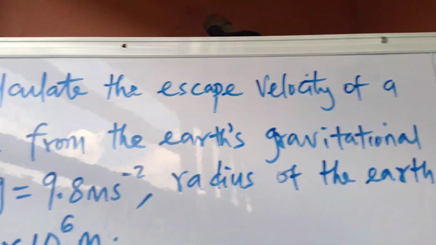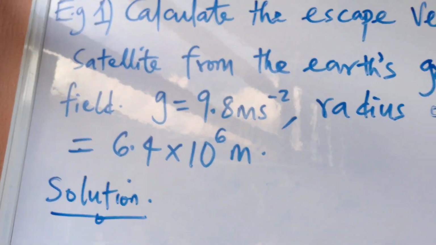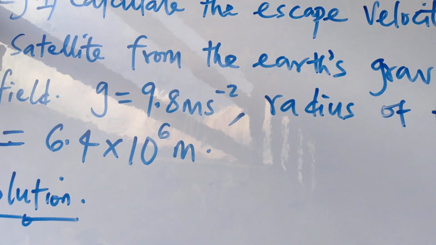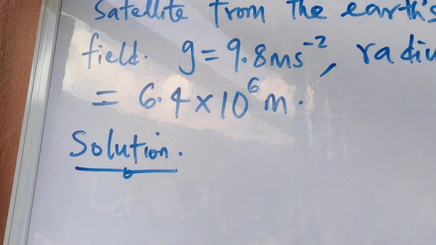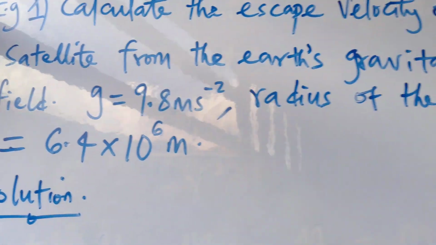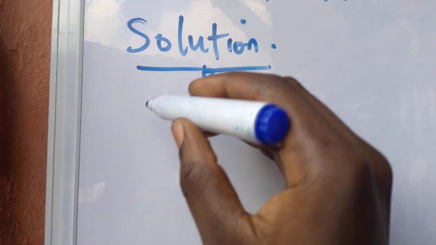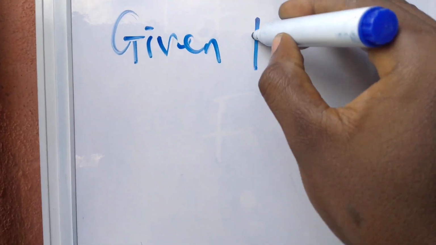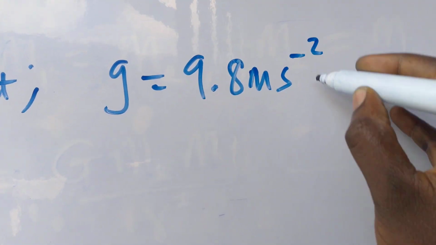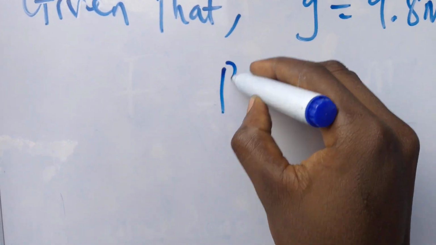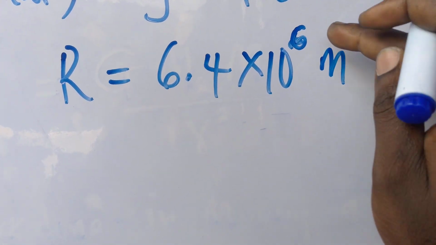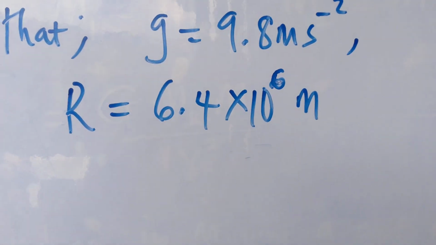The first example says calculate the escape velocity of a satellite from the Earth's gravitational field. We are given acceleration due to gravity as 9.8 meters per second square, and the radius of the Earth as 6.4 times 10 raised to the power 6 meters. So we list the parameters out. First thing given to us was acceleration due to gravity, so given that g is 9.8 meters per second square, and the radius of the Earth is 6.4 times 10 raised to the power 6 meters.